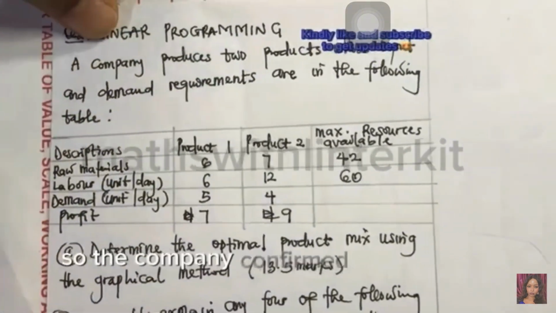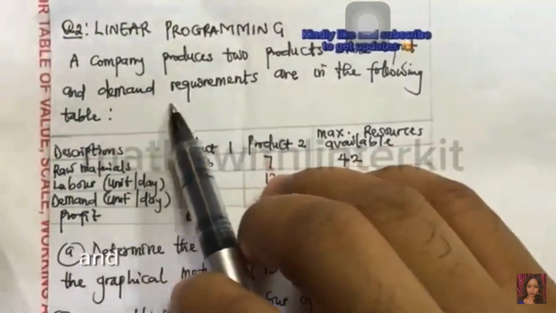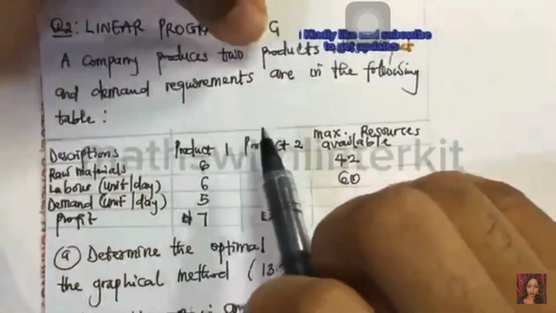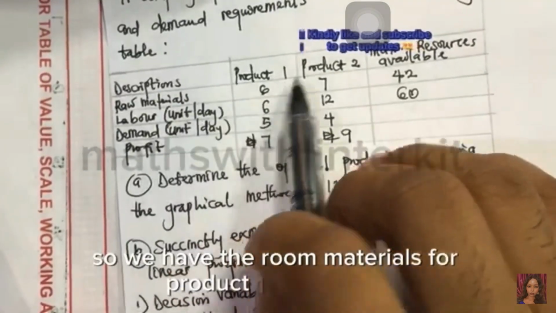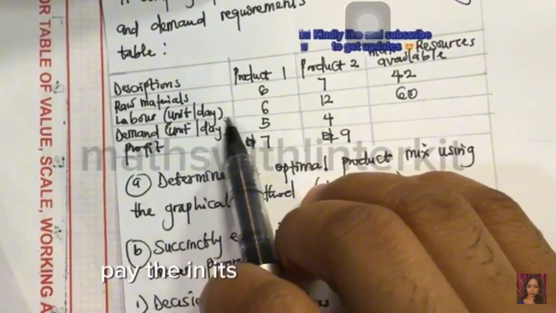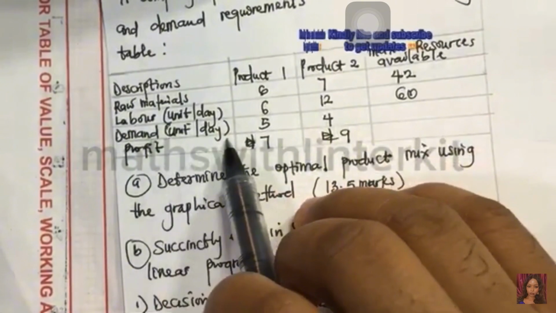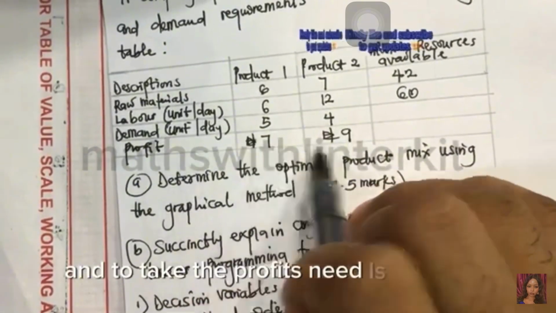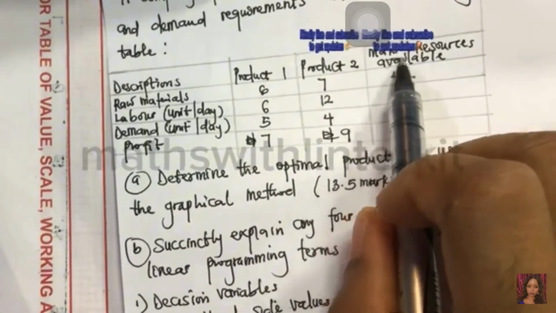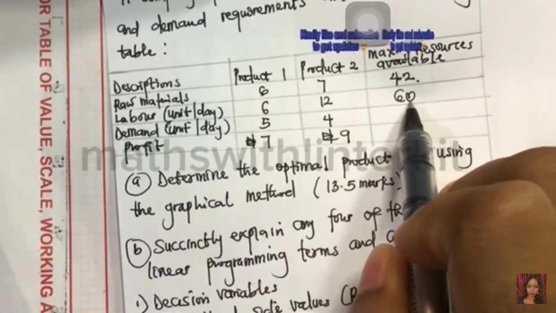So the question states: a company produces 2 products whose input and demand requirements are in the following table. So we have this table. We have the raw materials for product 1 and 2, labor per day, unit per day for product 1 and 2, the demand per unit per day for product 1 and 2, then the profit made is this value, and the maximum resources available for raw materials is 42, for labor is 60.